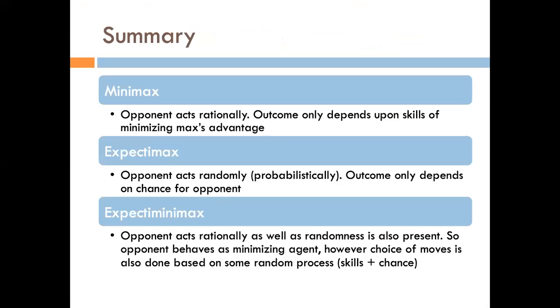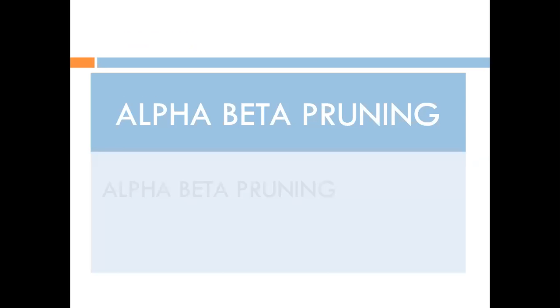So in summary, in minimax, the opponent and yourself, both of you act rationally, and you can't really expect your opponent to make a mistake. In expectimax, your opponent is considered to be behaving in one way probabilistically. That means in a way randomly. And then you have expectiminimax, which is a combination of both these behaviors.